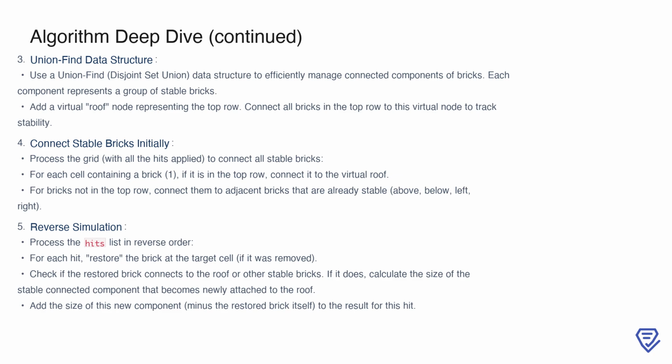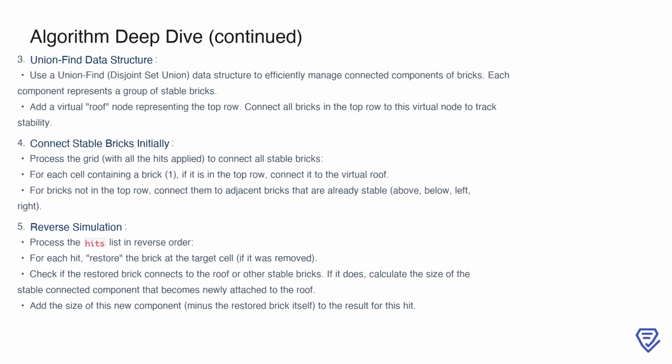Now, we process the grid, with all hits already applied, to establish the initial connections between stable bricks. Bricks in the top row are connected to the roof node, while bricks in other rows are connected to adjacent bricks that are already stable. Stability is determined by direct or indirect connection to the roof.